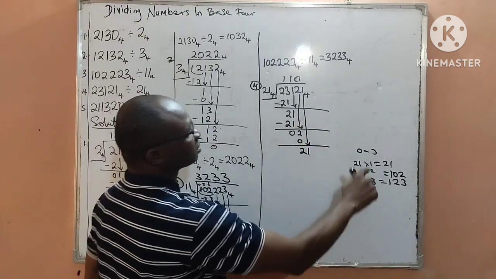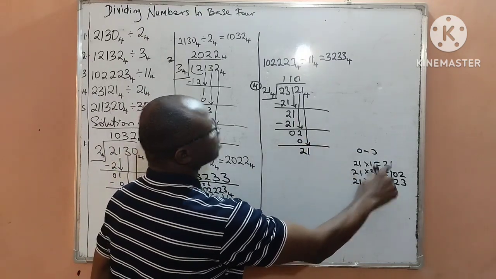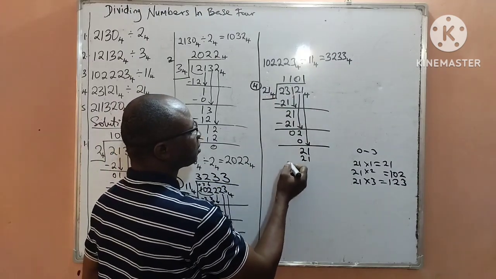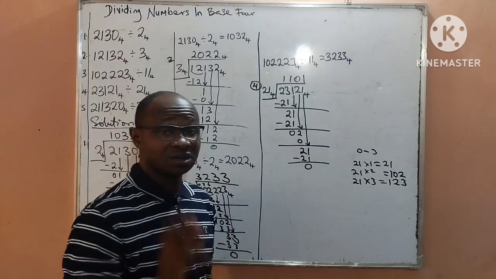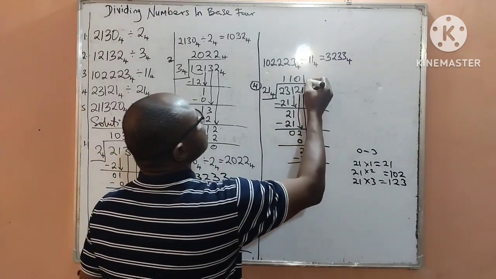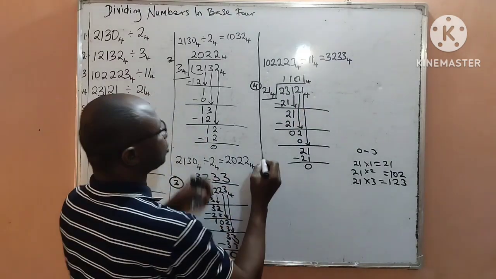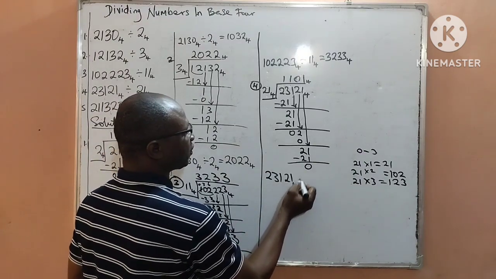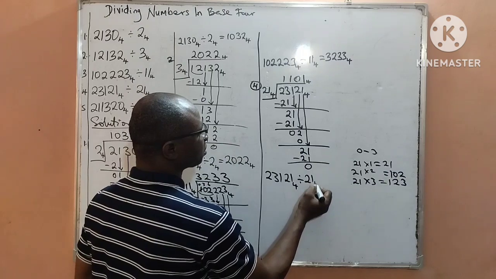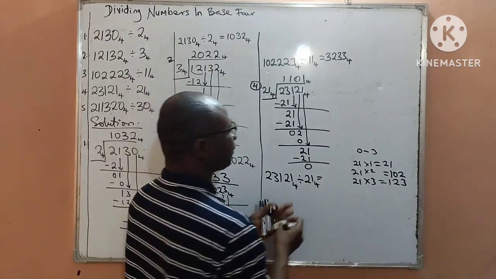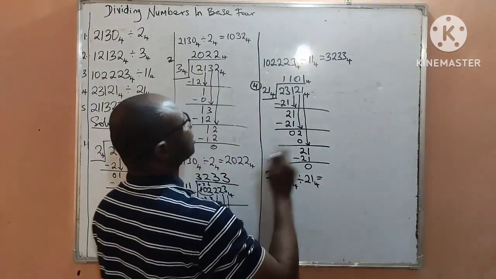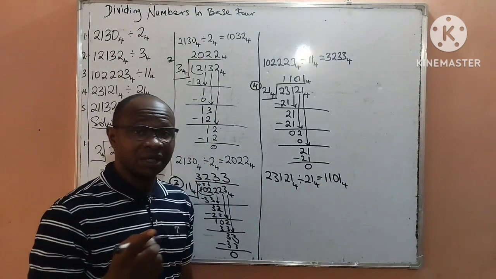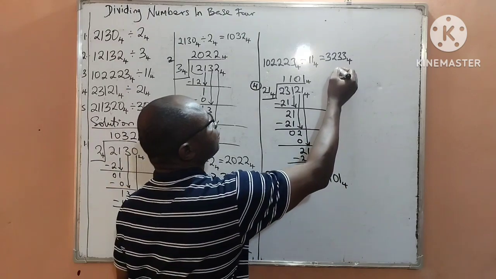21 divided by 21 here. 21 times 1 is 21, so it will go once. Therefore, 1 times 21 is 21. We subtract it and it will give us 0. That is the end. So this is now in base 4. We can now conclude that 21 base 4 divided by 21 in base 4 is going to give us the answer we got, which is 1101 base 4.